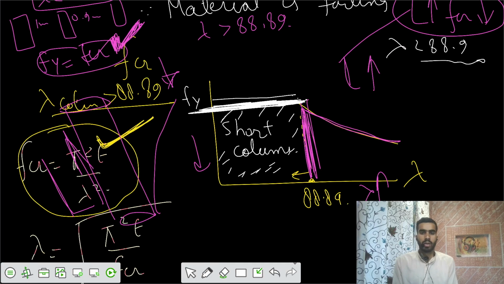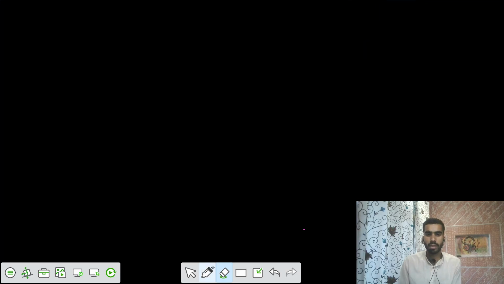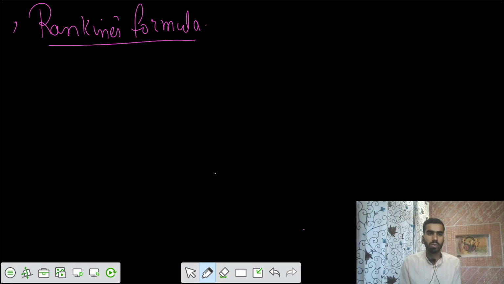Now we got this part. One more formula is what we call Rankine's formula. The drawback of Euler's theory is that it's not valid for short columns.